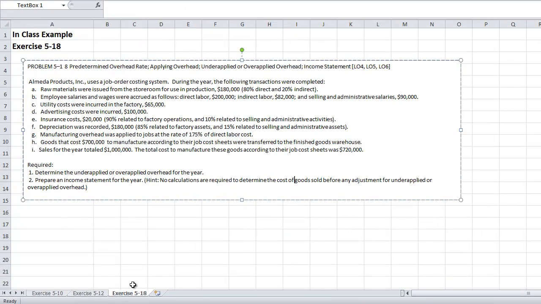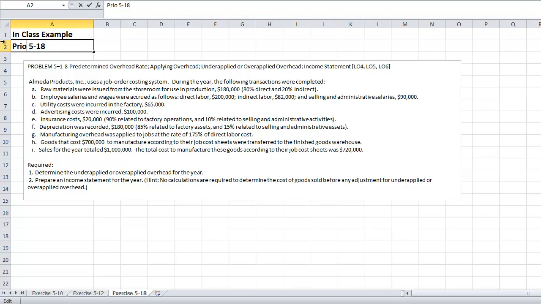All right. Now, moving on to exercise 5-18, or problem 5-18. So let me rename this problem 5-18. We are working on predetermined overhead rate, applying the overhead, underapplied and overapplied, and then creating an income statement. This is kind of a comprehensive problem about job order costing. So, Almeida Products uses a job order costing system. During the year, the following transactions were completed.